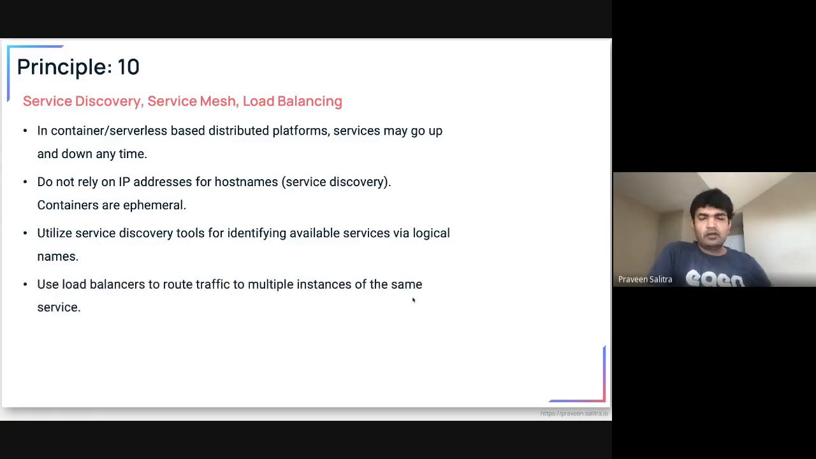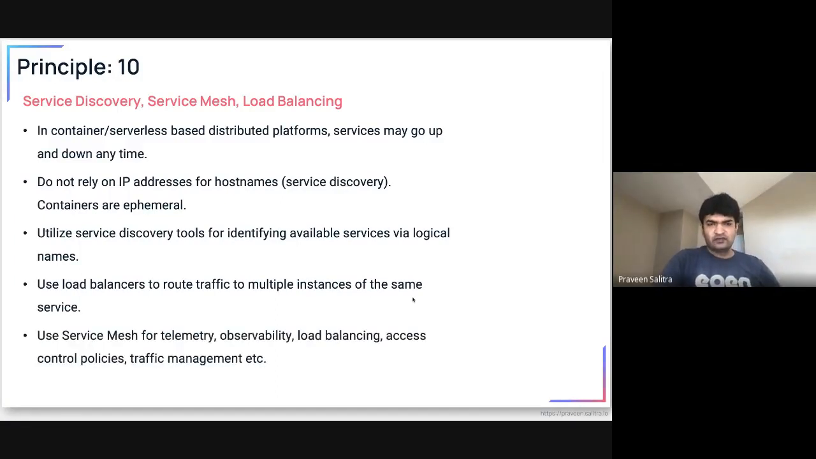And then depending on the load, when the load increases, you may want to scale your apps from one instance to maybe 100 instances, right? If you do that, you need a load balancer sitting in front of it, which can do round robin and distribute the traffic across all these instances. So that's the load balancer.